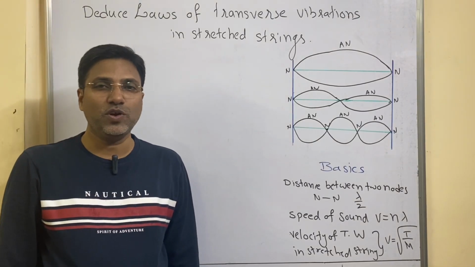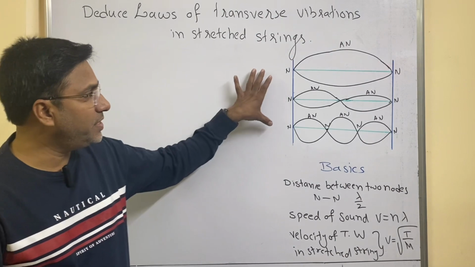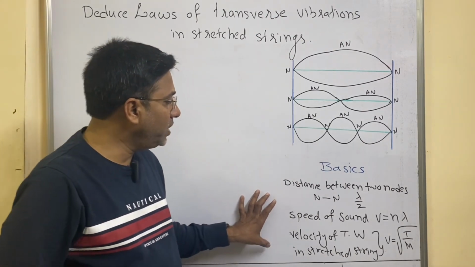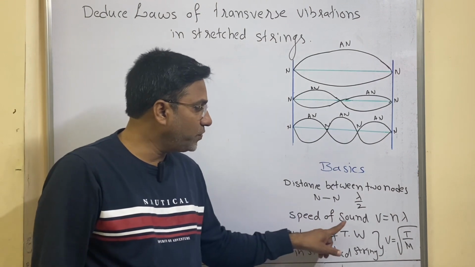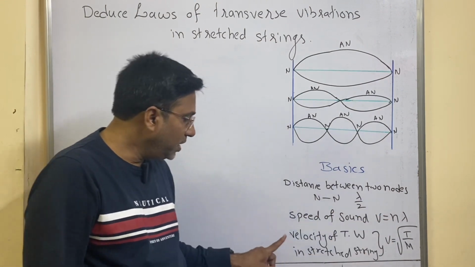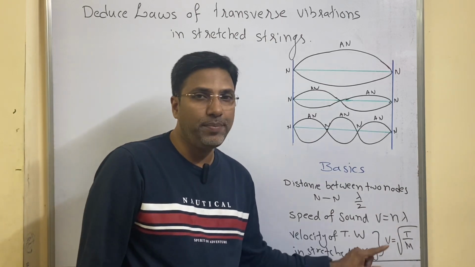Let us see the next part of the question. Here we have to deduce the laws of transverse vibrations in stretched string. For this you have to know this diagram and these basics. So in the basics you can see distance between two nodes is lambda by 2, speed of sound v is equal to n lambda, velocity of transverse wave in stretched string v is equal to under root T by m.